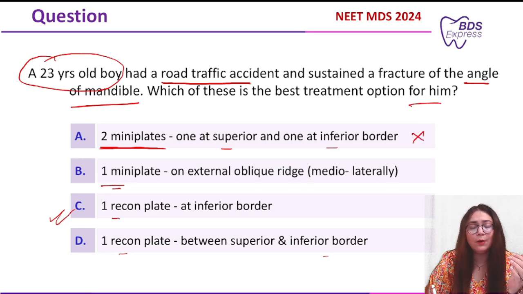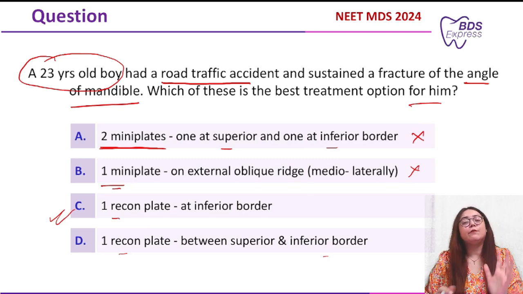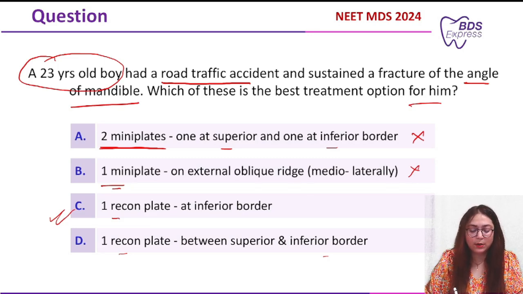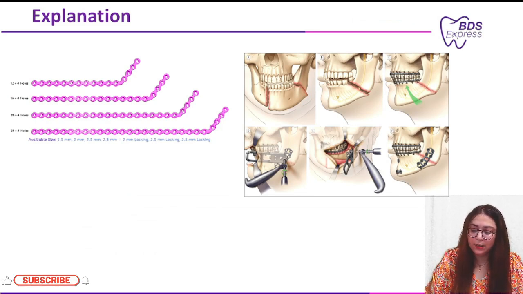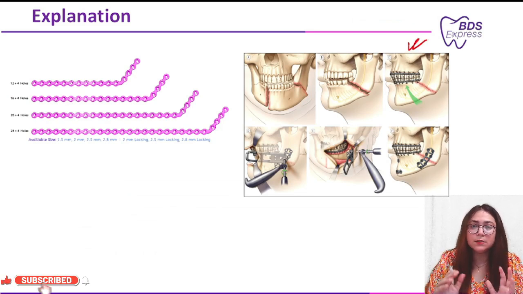1 mini plate again on the external oblique ridge does not provide any kind of stability. For that purpose, these two are ruled out. Now, generally we prefer a reconstruction plate. So the option which we have is placing it on the inferior border or placing it on the superior and the inferior border. Though this is not the related image, I have pasted this image for your reference.